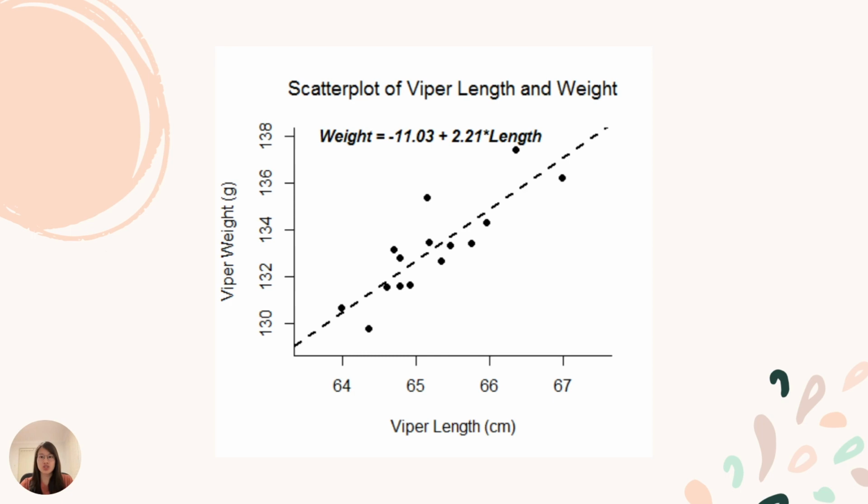Now, by using data to train the linear model, we get an equation. If you remember, y equals mx plus c. That's the equation for a linear model. And in this diagram, the model equation is weight equals negative 11.03 plus 2.21 times length. So this equation forms the dotted line. So when we have new data on the length, we can easily predict the weight using this model equation. And that is the simplest type of training model, linear regression.